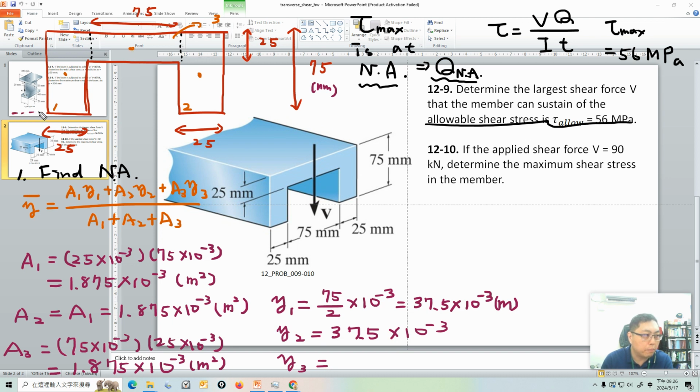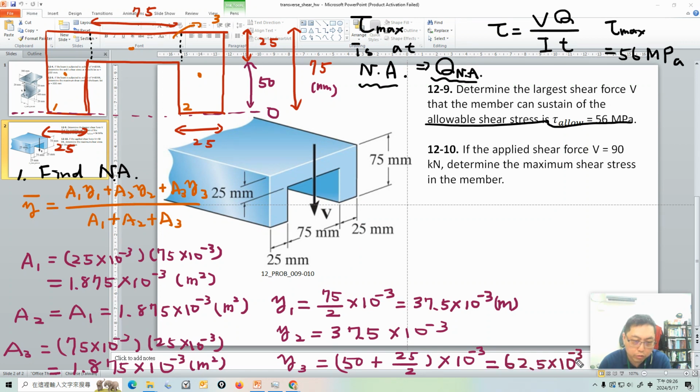So yeah, I forgot. Our base is here. So here, this centroid. So here is 12.5. And here is 50, right? So it's 50 plus 25 divided by 2, times the 10 to the power minus 3. So it's 62.5 times the 10 to the power minus 3 meter.